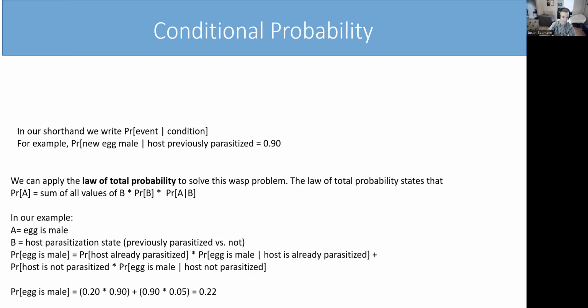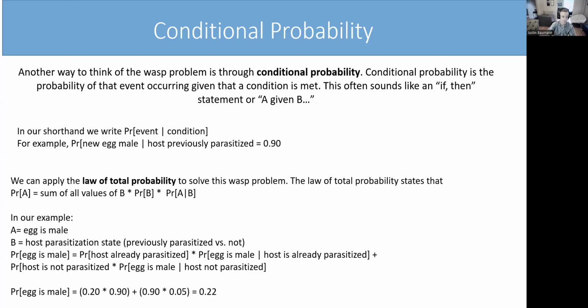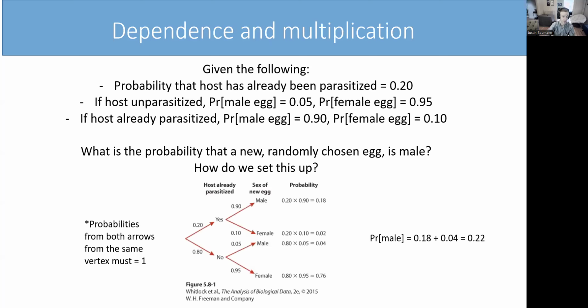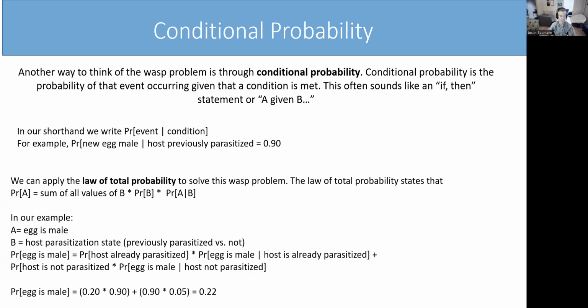It comes out to be quite complicated. We end up with 0.2 times 0.9, plus 0.9 times 0.5, and we get 0.22. So let's go back and look, which is just this here: 0.18 plus 0.04 equals, sorry, 0.22. Exactly what we did before. Now you can just see how you actually think through it in a more complicated example.